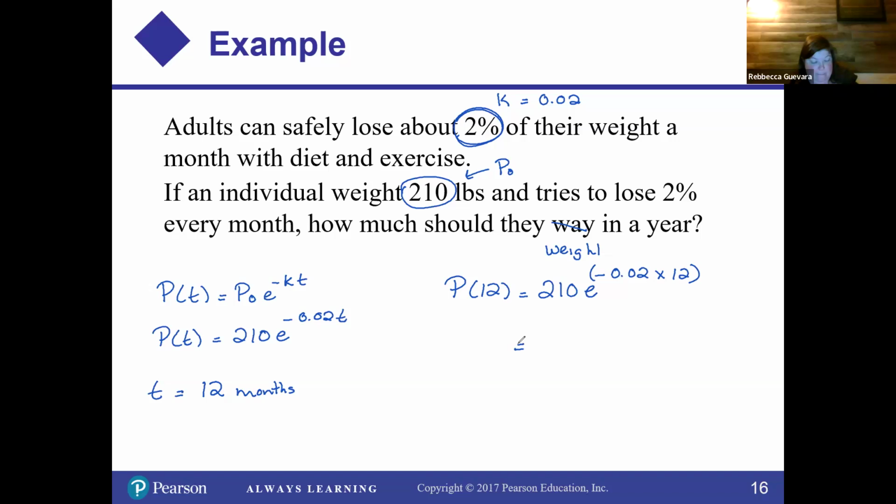I was actually a little surprised by this when I calculated it earlier. I was not expecting 2% to add up so much, especially when we have decay. But according to our calculations, this person should weigh about 65.2 pounds.